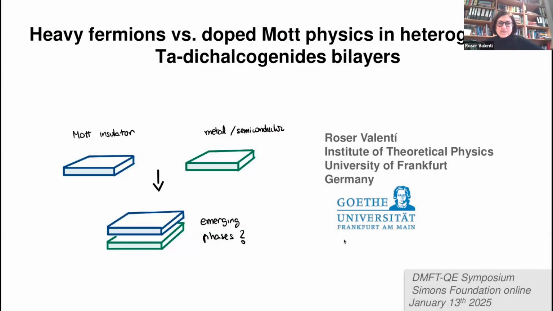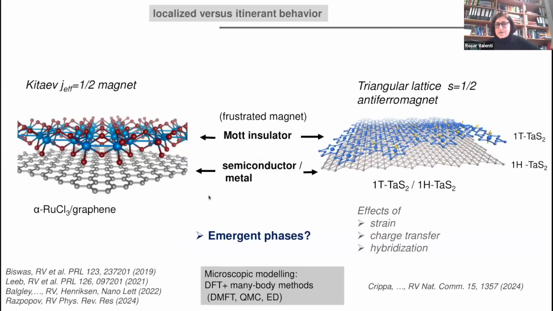Today, what I would like to talk about is, in fact, heterogeneous types of bilayers. Basically, the question that we pose ourselves is what kind of phases emerge when we bring in proximity a Mott insulator with a metal or a semiconductor. And in fact, there are various examples already of this type of heterogeneous bilayers.